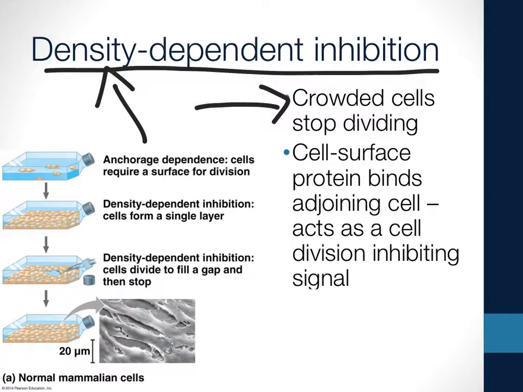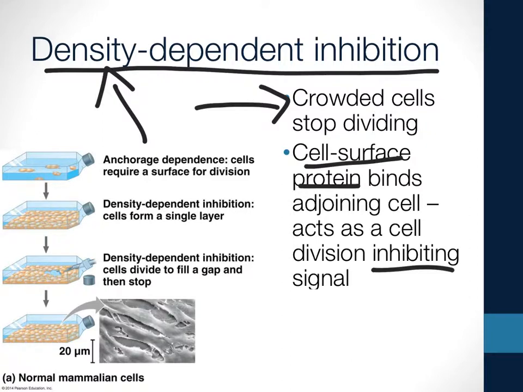And the way this works is cells have certain proteins on their surface that, when they get close to an adjoining cell, there will be a receptor on that adjoining cell that will recognize that a cell is right next to them, right? So the ligand is present on the membrane of one cell, the receptor is present on the membrane of the other cell, and that will act as a signal to inhibit division.